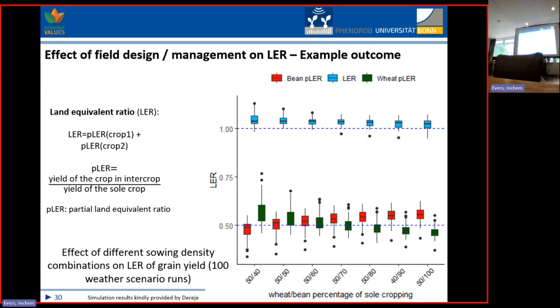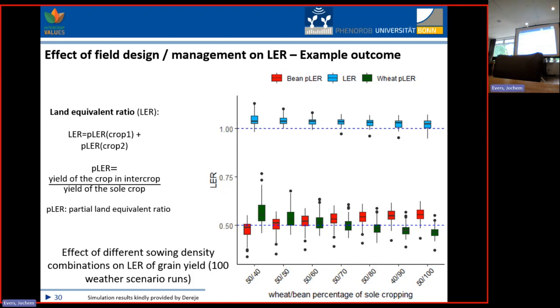Short examples. So here, what is the effect of management on LER? How can we use models for that? Just to show you the theory or the method. Here we have simulated the PLER in red of bean and in green of wheat for different sowing densities: 50% of wheat and 40% of faba bean at different ratios, or 50-50, 50-60, 50-70. And then you get specific PLERs, and you can sum them up to get LER.